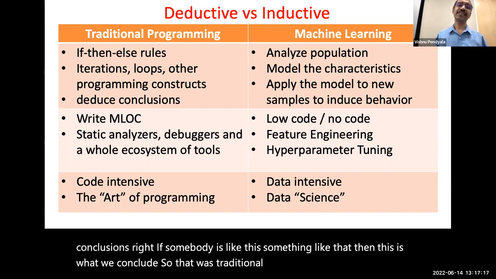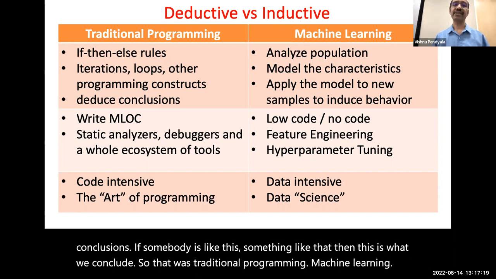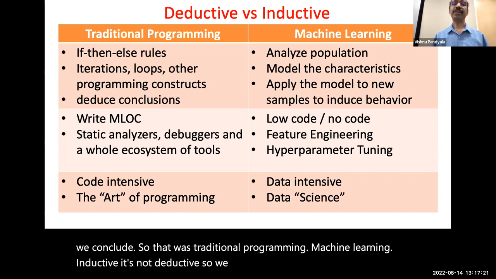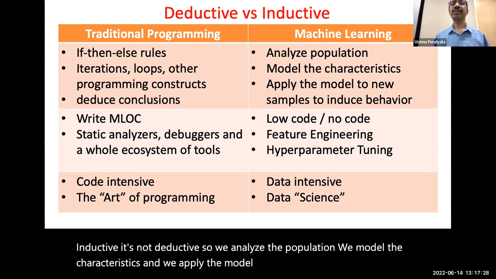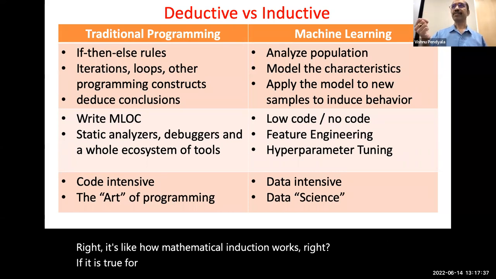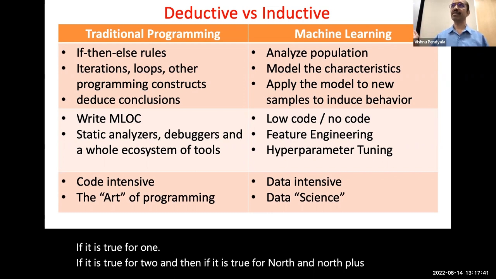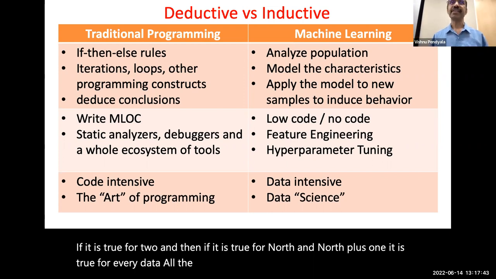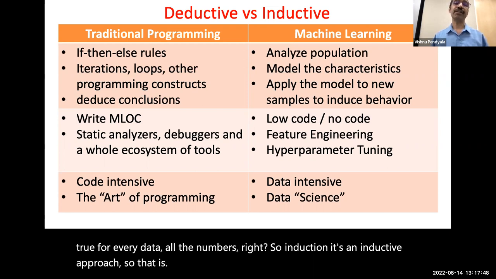In machine learning, it's inductive. It's not deductive. So we analyze the population, we model the characteristics, and we apply the model to new samples to induce behavior. Right? It's like how mathematical induction works, right? If it is true for one, if it is true for two, then if it is true for n and n plus one, it is true for every data, all the numbers, right? So induction, it's an inductive approach. So that is what machine learning does.